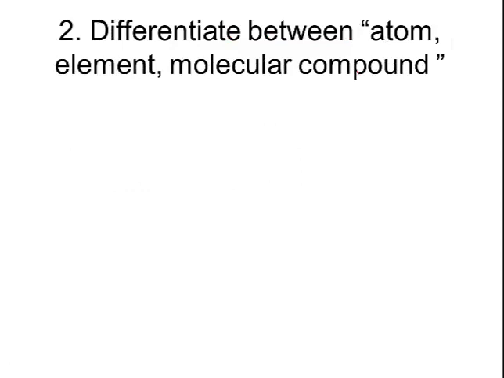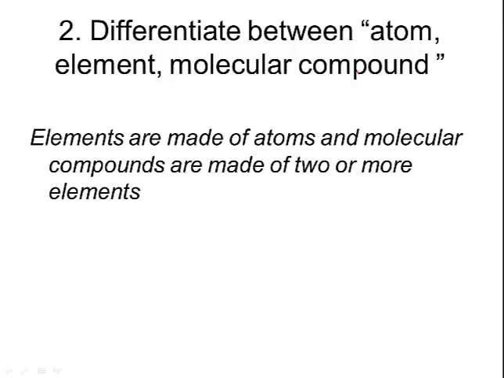Number 2, differentiate between atom, element, and molecular compound. That means how are these things related to each other? Easy way to say this: elements are made up of atoms, and molecular compounds are made of 2 or more elements bonded together. So that's how they are related to each other.